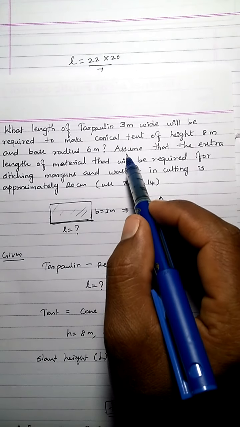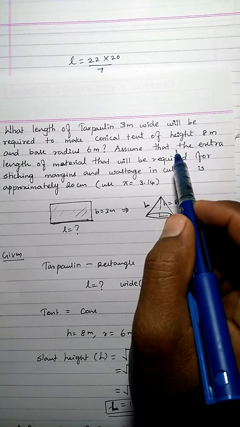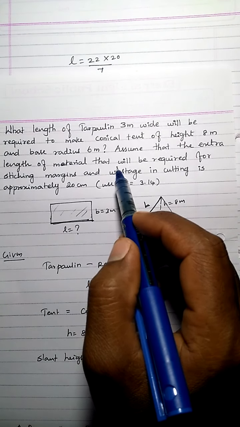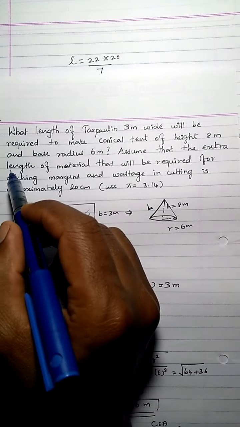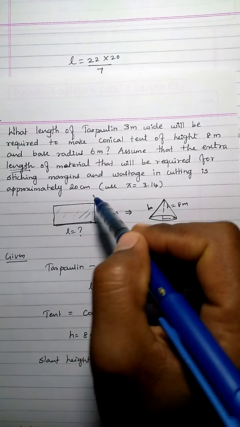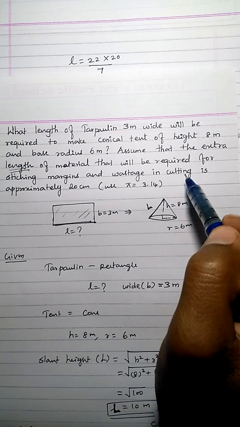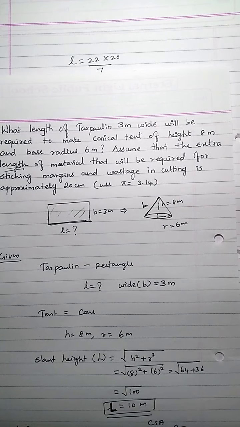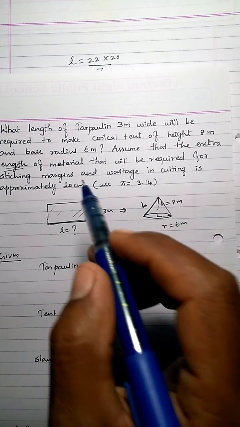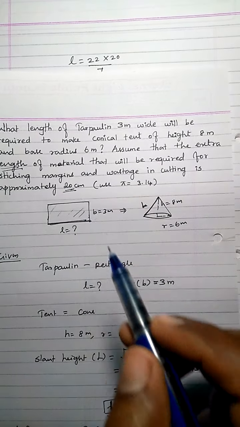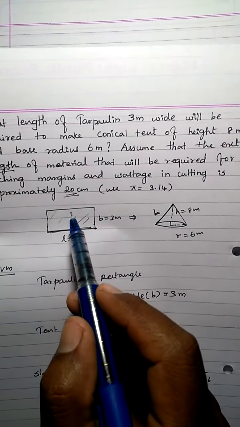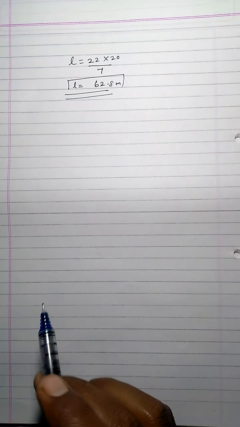Next, second option: assume the extra length of material that will be required. Some extra length is required. For what is that extra length? Stitching margin and wastage in cutting. When you are making the tent, wastage, stitching and margin will all be there. So how much is required for that wastage here? 20 centimeter. Let's take that now.